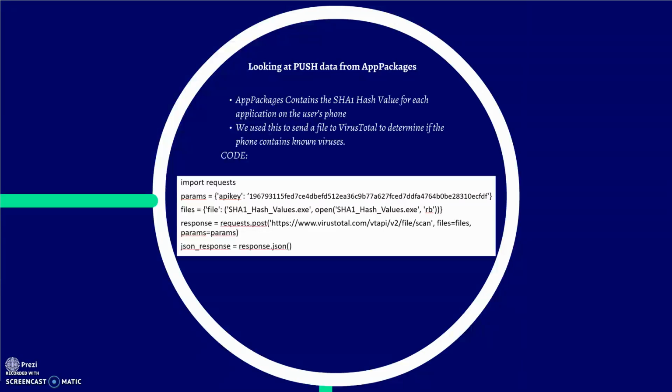Looking at push data from app packages. App packages contain the SHA-1 hash value for each application on the user's phone. We use this to send a file to VirusTotal to determine if the phone contains known viruses. Below is the code we use to communicate with virustotal.com.